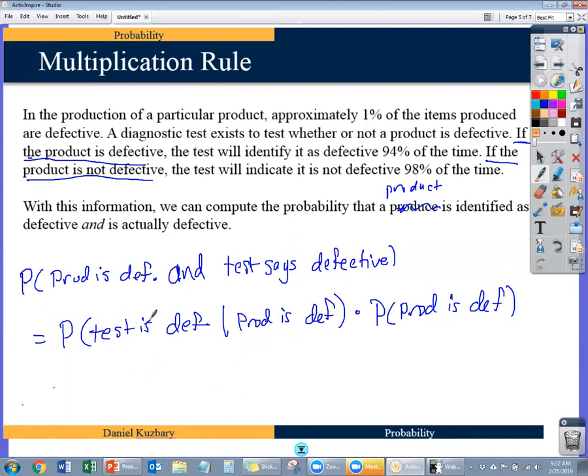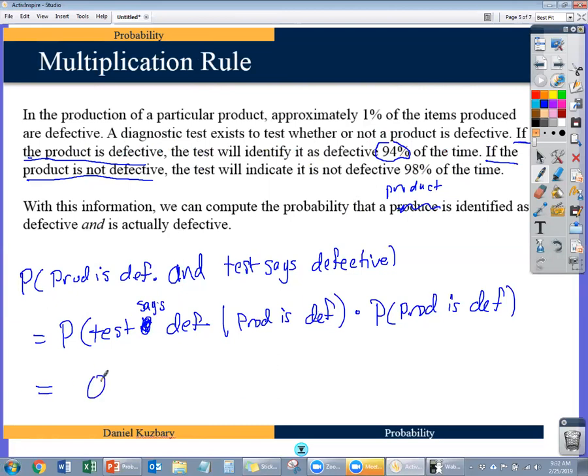Let me just clarify this a little bit. This is the chance the test says it's defective. So it comes back saying it's defective, given the product is defective, and then the chance that the product is defective just by itself, regardless of the test. And I think that's in the problem too. So given that the product is defective, the test is going to come back saying it's defective 94% of the time. Let me just read the sentence again and make sure we can agree that that's what this probability is. If the product is defective, so given it's defective, the test will identify it as defective 94% of the time. So the chance it says it's defective if the product's defective is 94%.